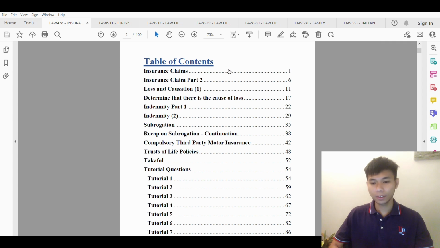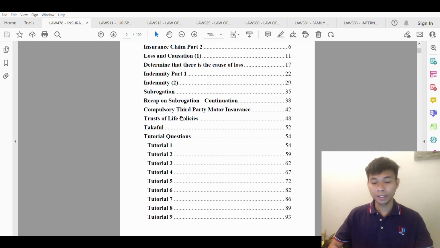We have insurance claims. How are you going to make your claims to the insurance companies so that they can indemnify you? How do you prove that there is the loss and causation? Perhaps it is not part of the policy's coverage. It is too remote. Maybe we're making things up. And then there's indemnity, part 1 and part 2. How do you get indemnified? Get your insurance claims. There's the subrogation, which means that the insurance company is suing on your behalf, is taking action on your behalf. That's what it means.